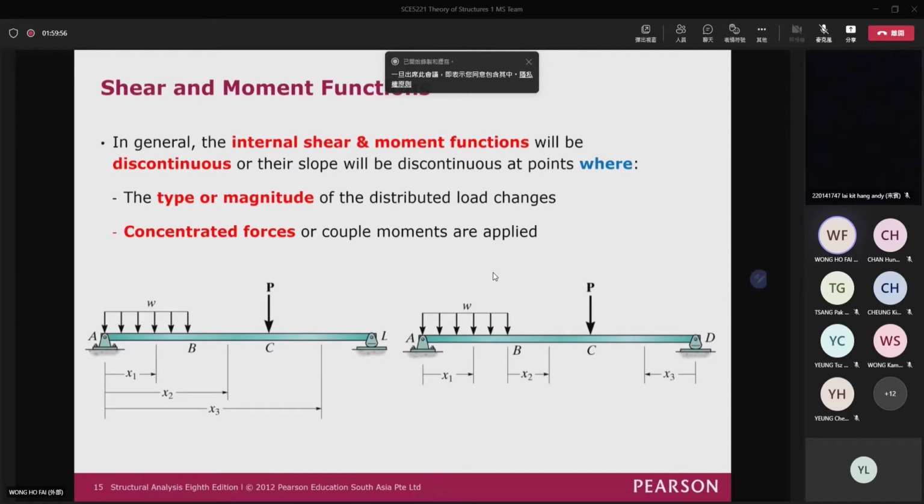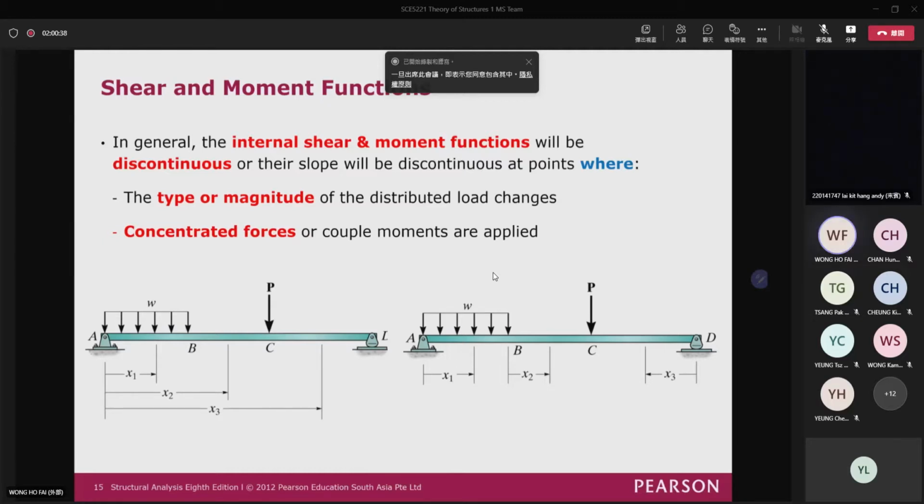Now, to use a function to describe the shear and the bending moment, we can use one function to describe the change of the shear and the moment for the whole beam if the load pattern or the type of the load is the same. However, when there is a change of the type or the magnitude of the distributed load, we need to use another function to describe it. Then there will be a so-called discontinuity at the location where the type of the concentrated load or the magnitude of the distributed load is different.